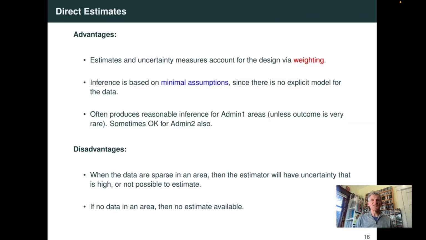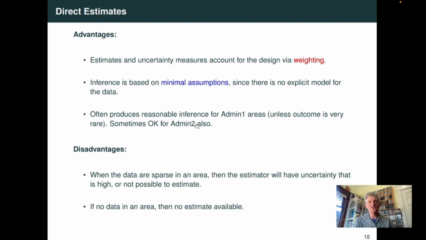Okay, so the advantages. Those simple weights can be used both in the weighting formula and when we calculate standard errors to acknowledge the different elements of the design, so as to remove the bias and get the correct level of uncertainty. It's based on very, very few assumptions. There's no model I wrote down there. I didn't write down a binomial or anything like that for that formula. We just directly wrote down that weighted estimator. And it's often great for admin 1 or even admin 2 estimators.